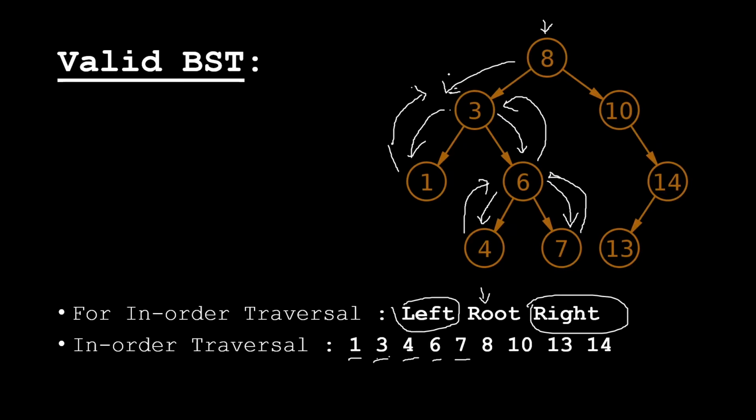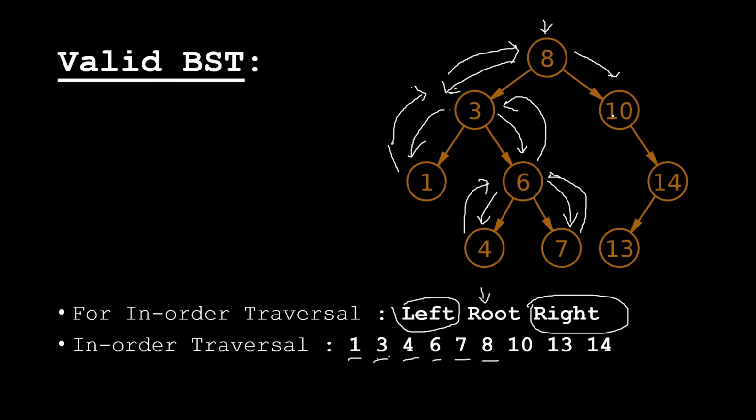We are done with 3. We can go back. Now we complete the left subtree of 8. Now we need to acquire 8, right? So we got 8 here. And now our job is to go to the right subtree. So we go to 10.